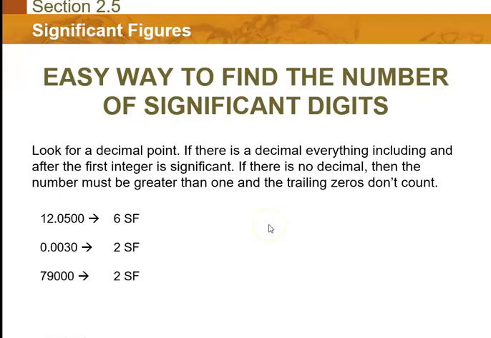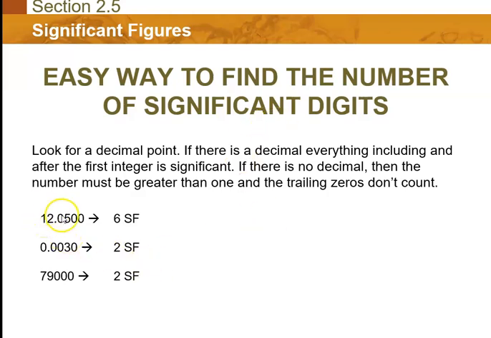Here is my trick. This slide is not in the other PowerPoints that I loaded. I added this one into it. This is the easiest way to find the number of significant digits. Look for a decimal point. If there's a decimal point, everything including and after the first integer is significant. If there's no decimal, then the number must be greater than 1, because otherwise there'd be a decimal because it represented smaller than 1. And the trailing zeros don't count then.